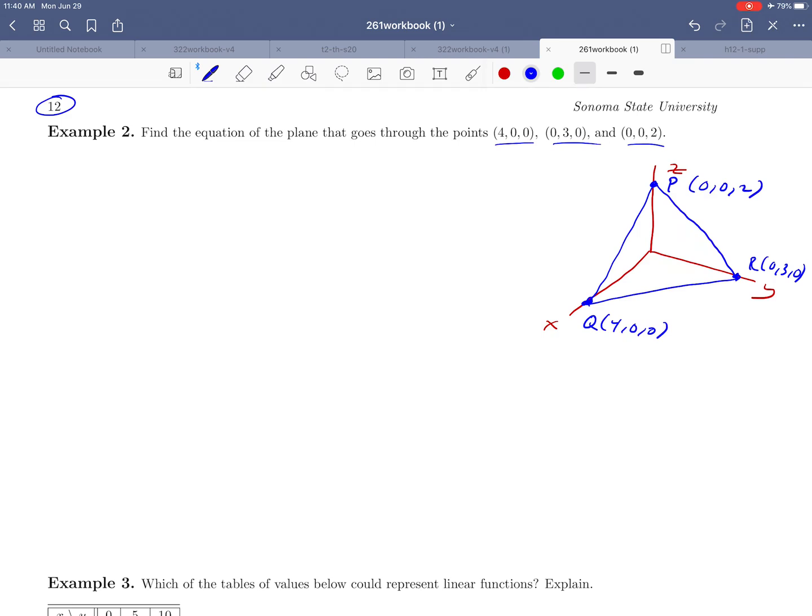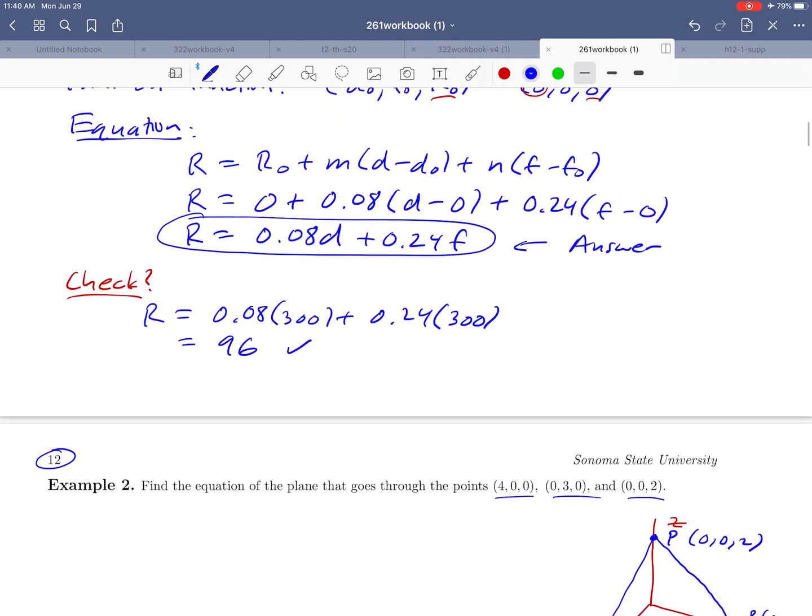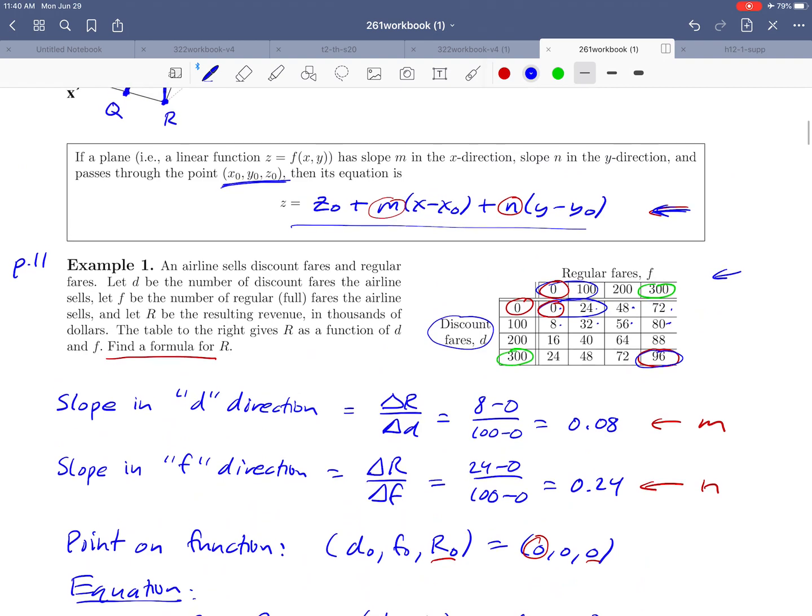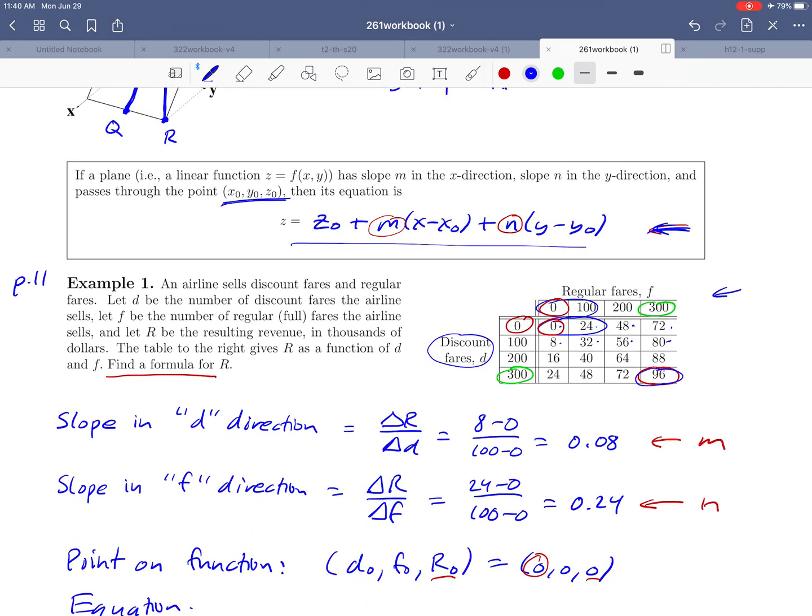Well, how do we find an equation for this? Really the only way that we have up to this point in the course to find the equation of a plane is this formula that we came up with. It says that we can find the equation of a plane if we can find basically 3 pieces of information: the slopes in the x and the y direction and 1 point. That's what we need in order to find the equation we're looking for.